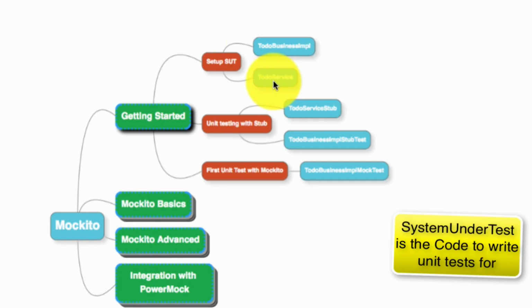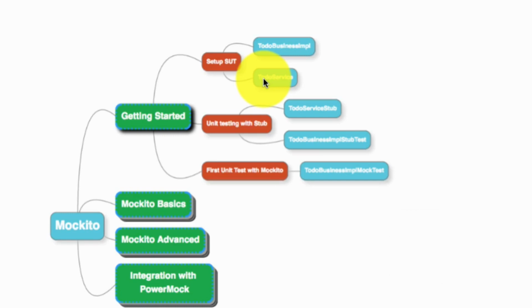This is basically an interface. You can think of it as integrating with some external web service or over MQ or some external system and getting us a list of to-dos. And what we would want to be able to do is to provide business logic around it. So we'll create a to-do business IMPL which will use the to-do service.